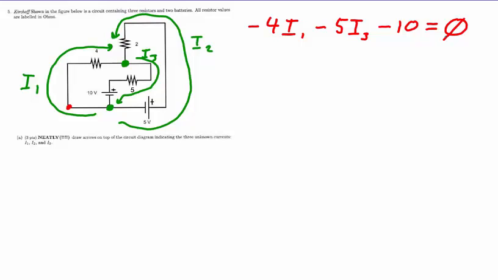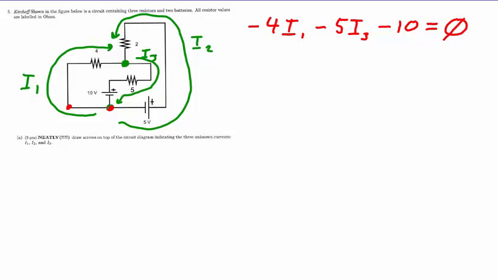So what we're going to do is walk a loop that includes those, and we're going to start at this second red dot, which is actually located at one of the junctions. We're then going to walk through the 10 volt battery, the 5 ohm resistor, the 2 ohm resistor, and then through the 5 volt battery in order to return home.